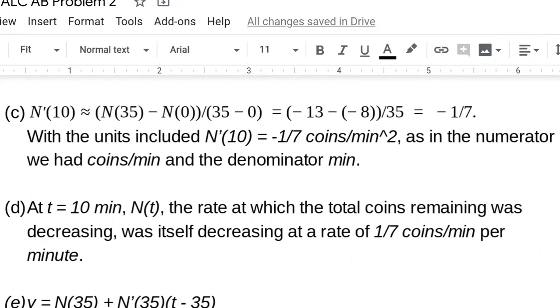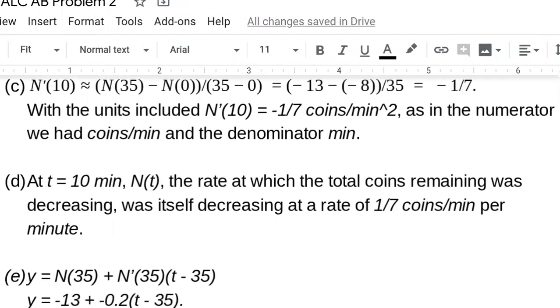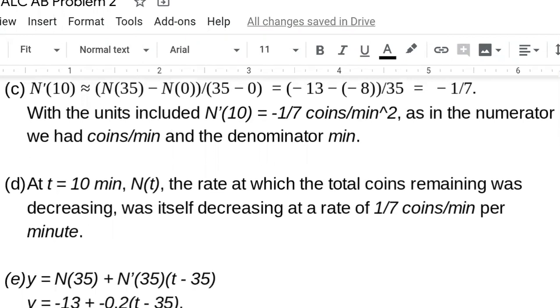I like to think of this as the rate at which he's getting better at this at time 10. You could think of it as sort of like him learning, the rate at which he got better at processing the coins, if that makes sense.